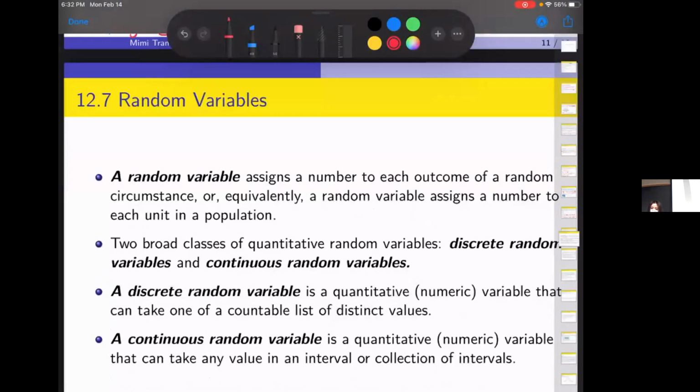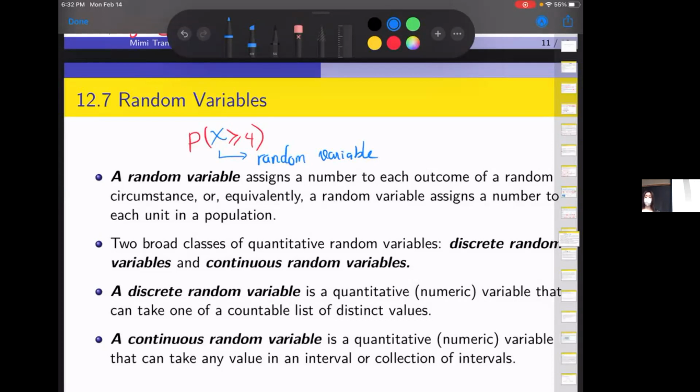Okay, random variables. Do you remember, sometimes I asked you to draw stuff like x greater than or equal to 4, x less than 10, stuff like that. The x right there is your random variable. It's just a placeholder, really. A random variable assigns a number to each outcome of a random circumstance, or equivalently, assigns a number to each unit in the population.